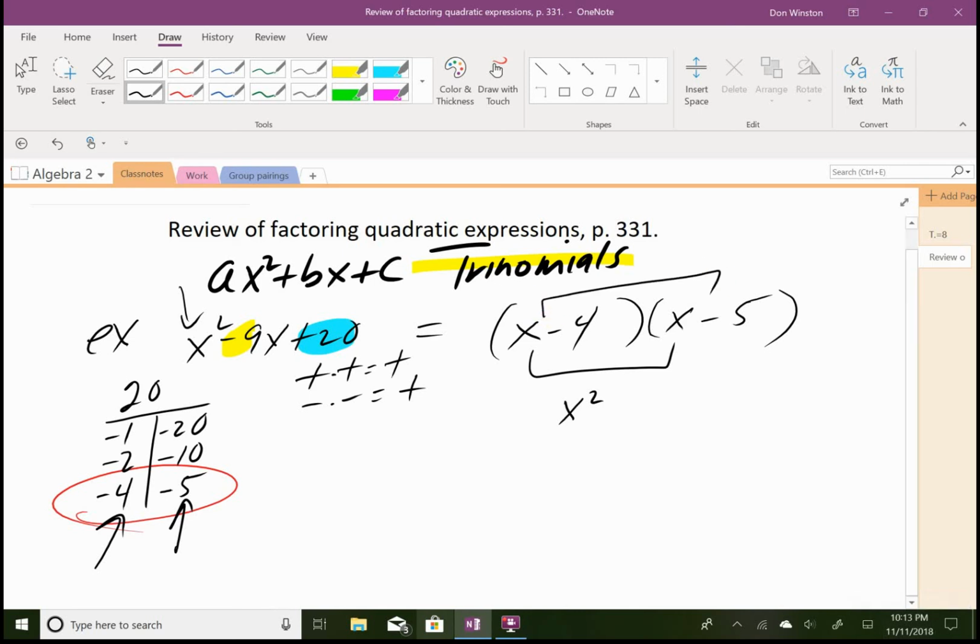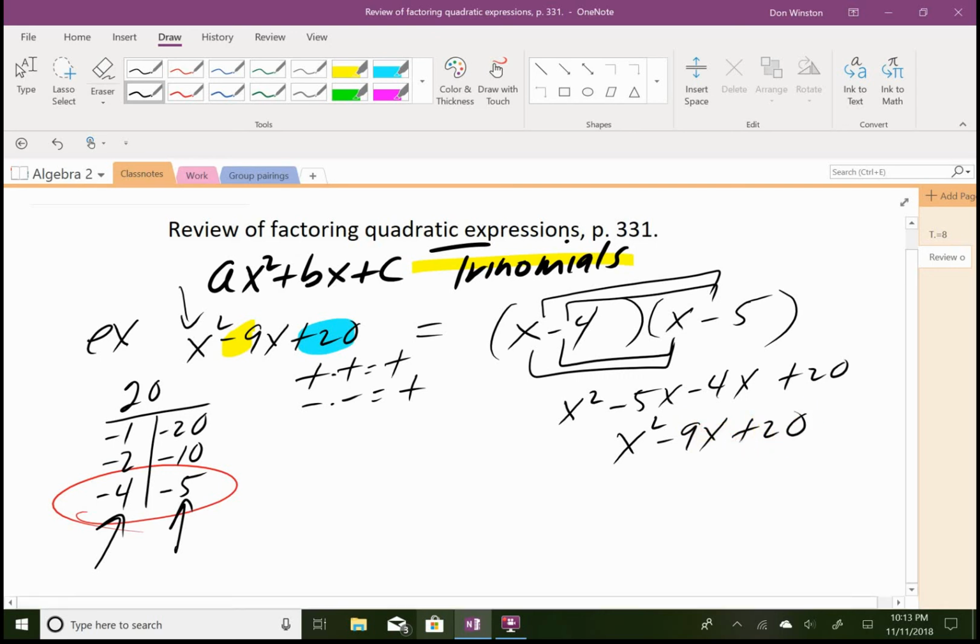x times a negative 5 gives me minus 5x. Negative 4 times x gives me negative 4x. And then negative 4 times negative 5 gives me positive 20. So x squared minus 9x plus 20. It checks out.